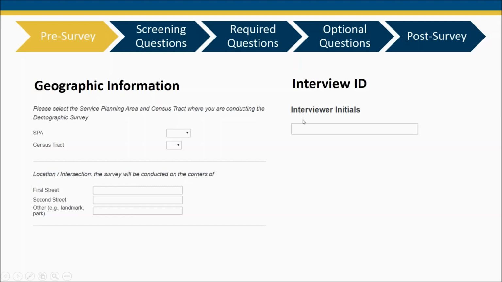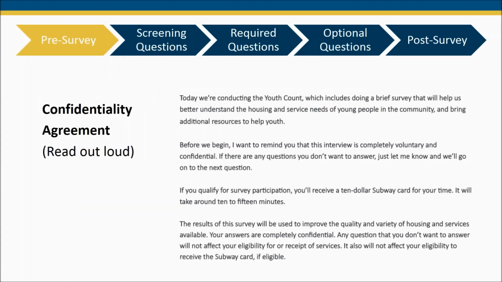Next, you want to include your initials for the interviewer ID. Please use the same initials each time. Next, read out the confidentiality agreement. Read the whole thing clearly. If the respondent does not understand, repeat the statement a second time.